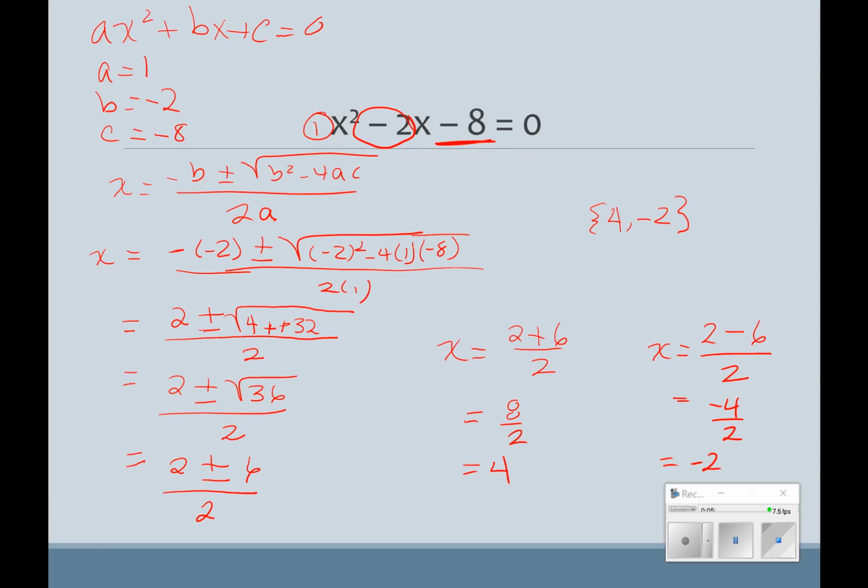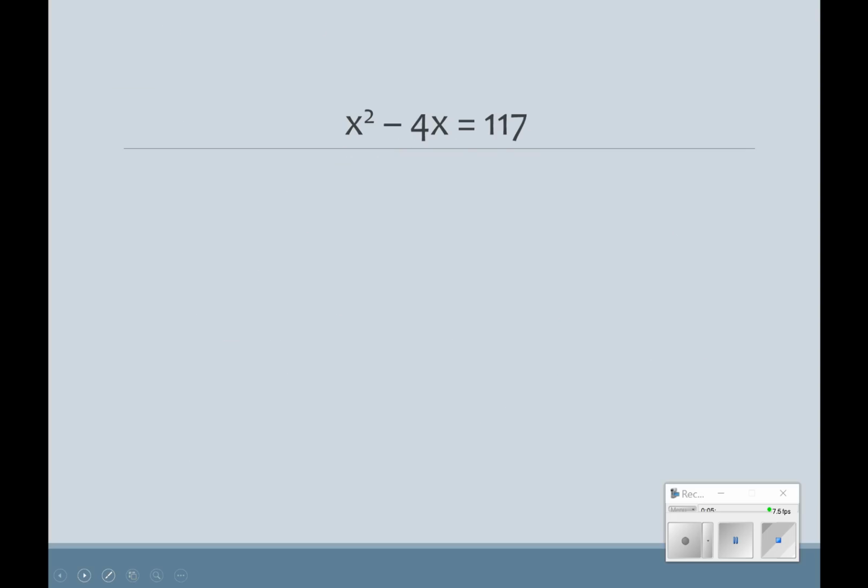Okay. Now, I know this seems like a lot of work, and you don't have that many problems to do for homework because it is a lot of steps. Right. Now, this is not set equal to 0, so I'm going to move it to the other side. So I'm going to get x squared minus 4x minus 117 equals 0.